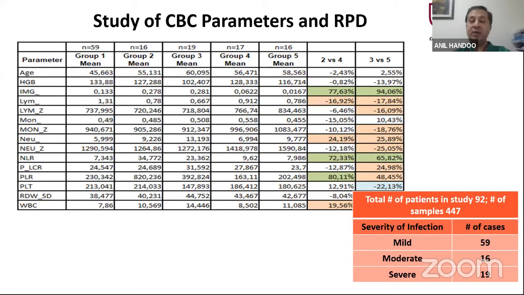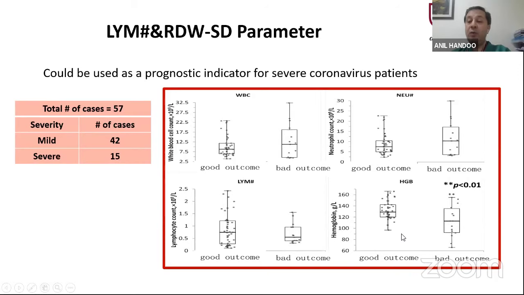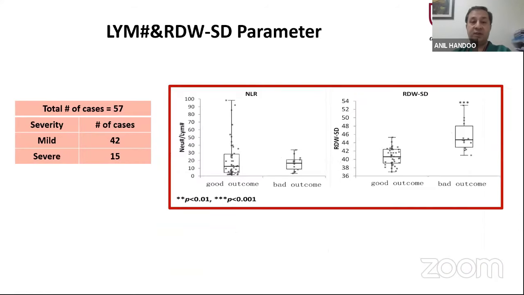Same thing is about with respect to the neutrophil, absolute neutrophil count, as well as the hemoglobin. So if your hemoglobin is low, you are more likely to have a severe disease. They also looked at the value of neutrophils to lymphocytes and also looked at the RDW, which is almost akin to what they have shown in the previous slides.